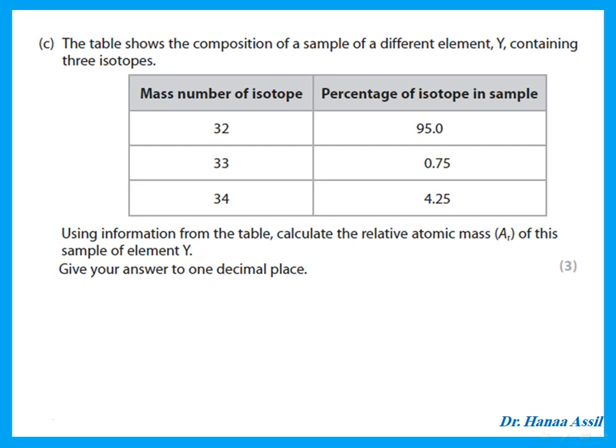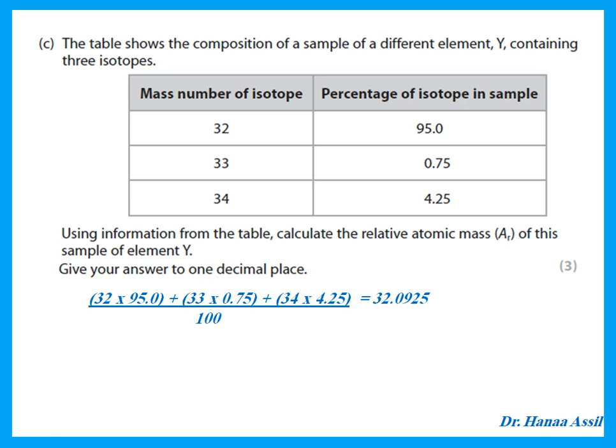The table shows the composition of a sample of a different element Y containing 3 isotopes. Using the information from the table, calculate the relative atomic mass of this sample of element Y. Again, when he gives me the mass number and the percentage of each one, how do I calculate the relative atomic mass? You should remember, it is the mass number of one times its abundance, or its percentage, plus the mass number of the other times its percentage, plus the mass number of the third one times its percentage, and the total percentages here is out of 100, so I divide by 100.